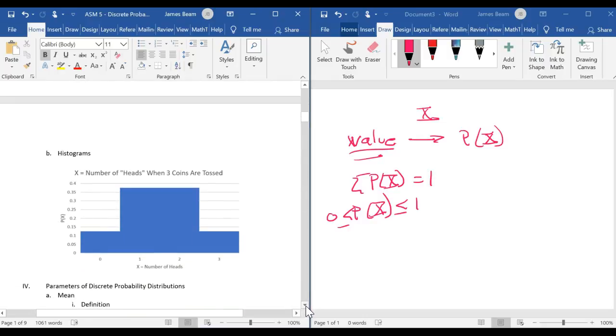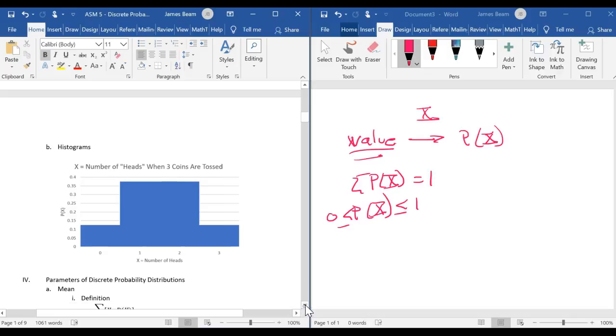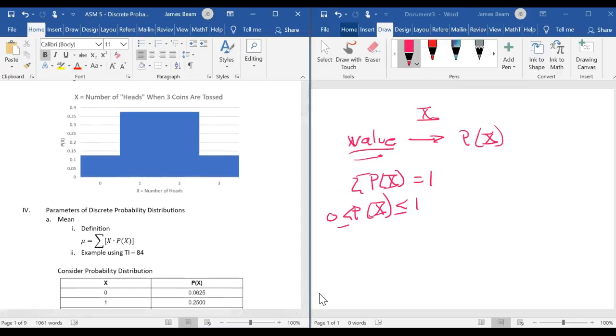You could turn that table into a histogram, but sometimes you just have to use a formula or something else. I mean, it can be presented in a lot of different ways, but it has to have those characteristics in order to be a probability distribution, yeah?